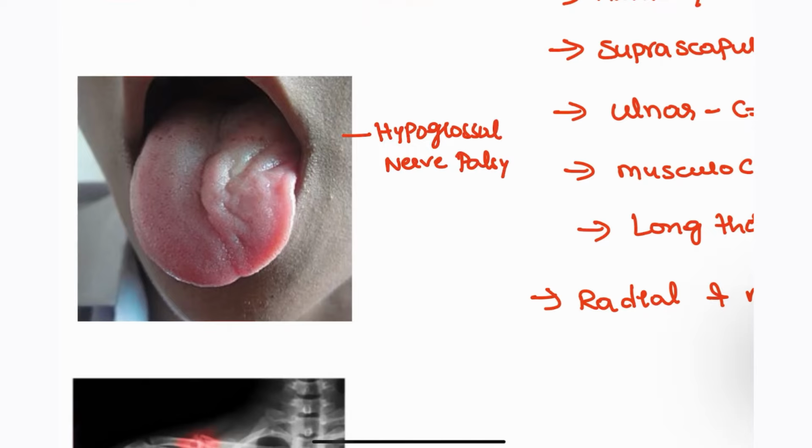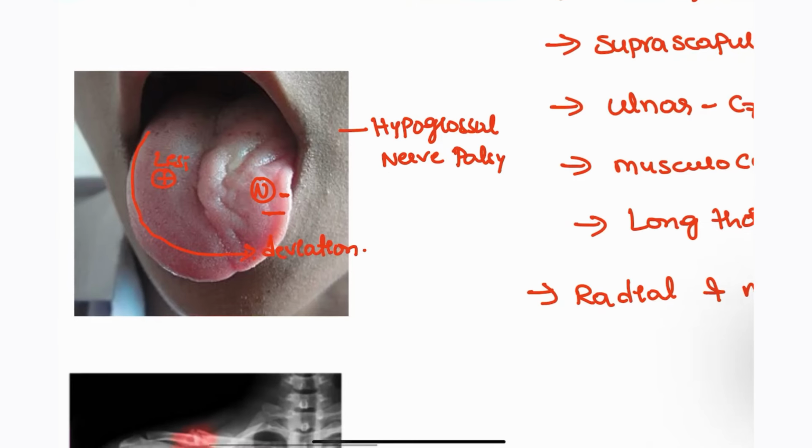So this side is affected, so the lesion will be on this side. Okay, but this is the normal side. So why is the patient deviating towards the normal side? Because the nerve that is present here is pulling the other side of the muscle. So that's why the deviation is seen towards the normal side.